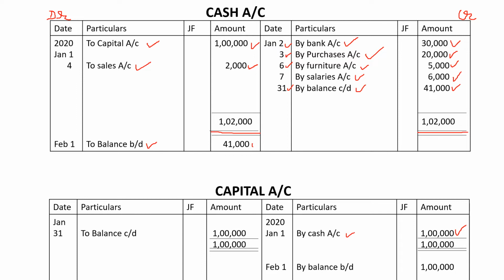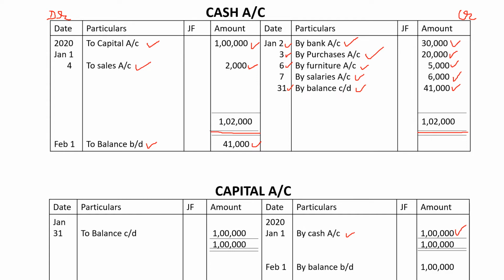Then the balance is 41,000. So the cash account has a debit balance. It is always compulsory that we get a debit balance in the cash account only. So this debit balance amount, we are transferring to the trial balance. Next, likewise, the capital account also we have to close in the same way.